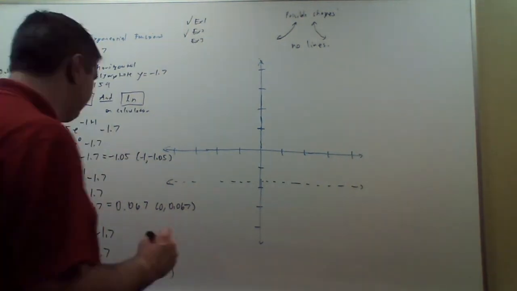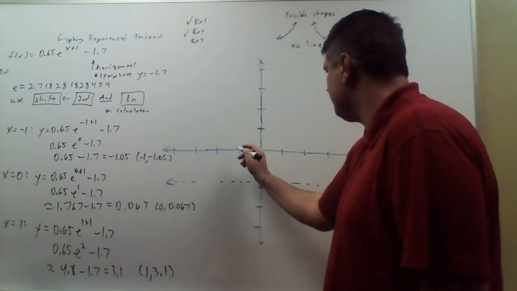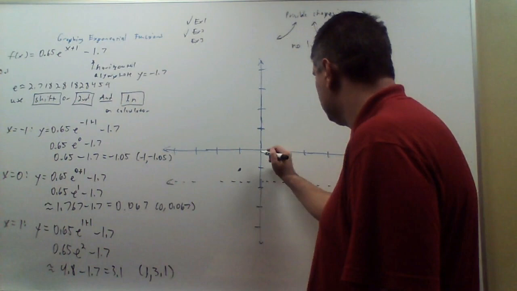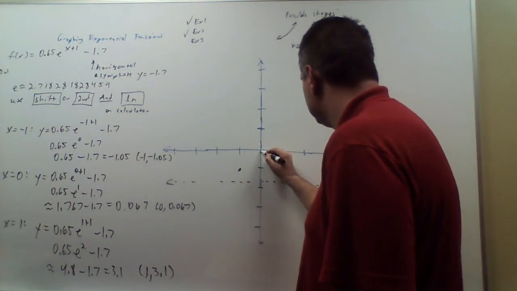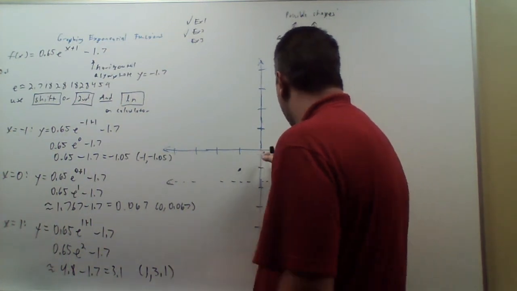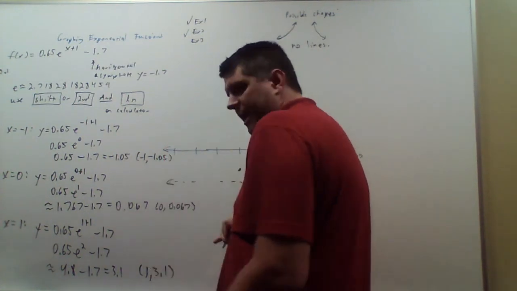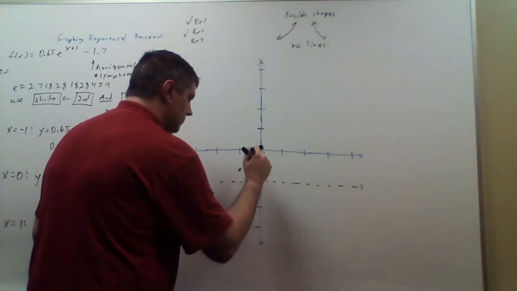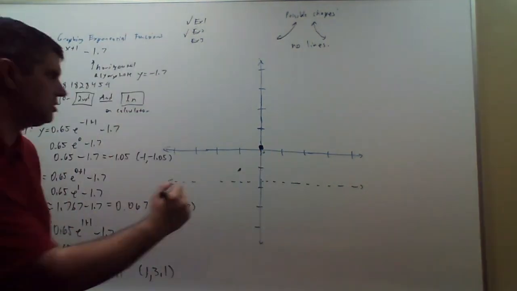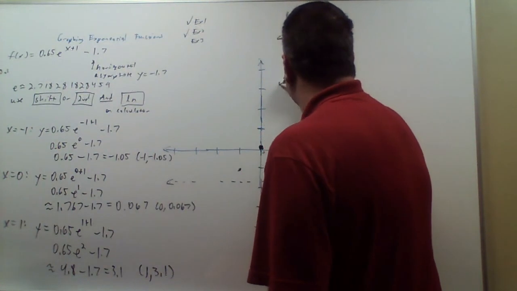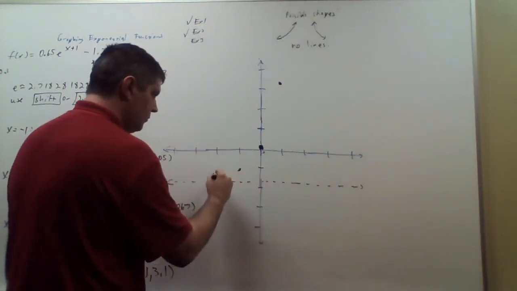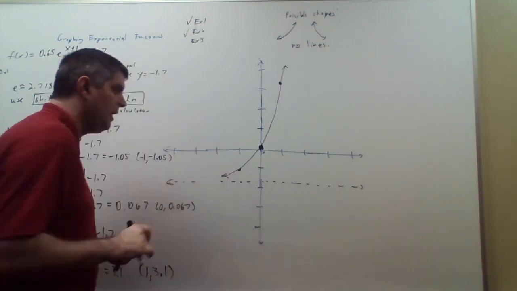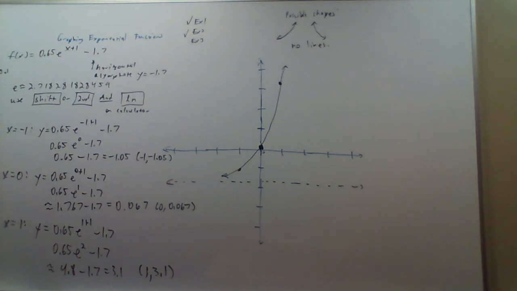So, negative 1 and a little bit under 1. 0 down here. Sorry, it needs to be on top, it's positive, but not very high up because it's not much higher than 0. And then 1, 3.1, so up a little bit more than 3. There we go. And I'm done.